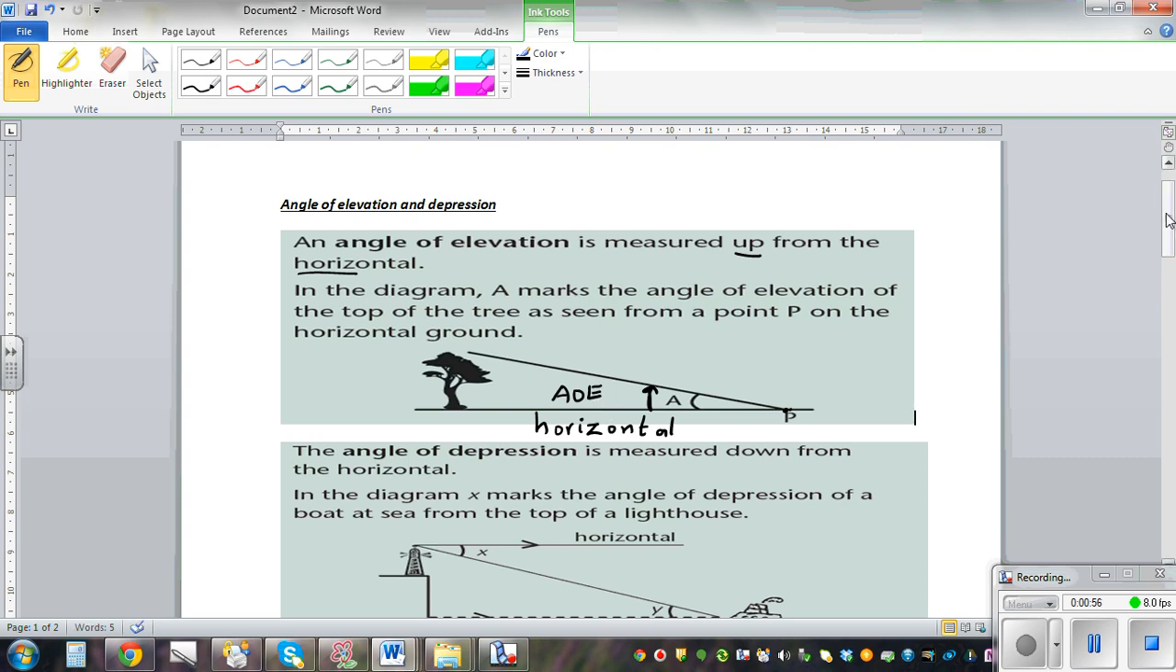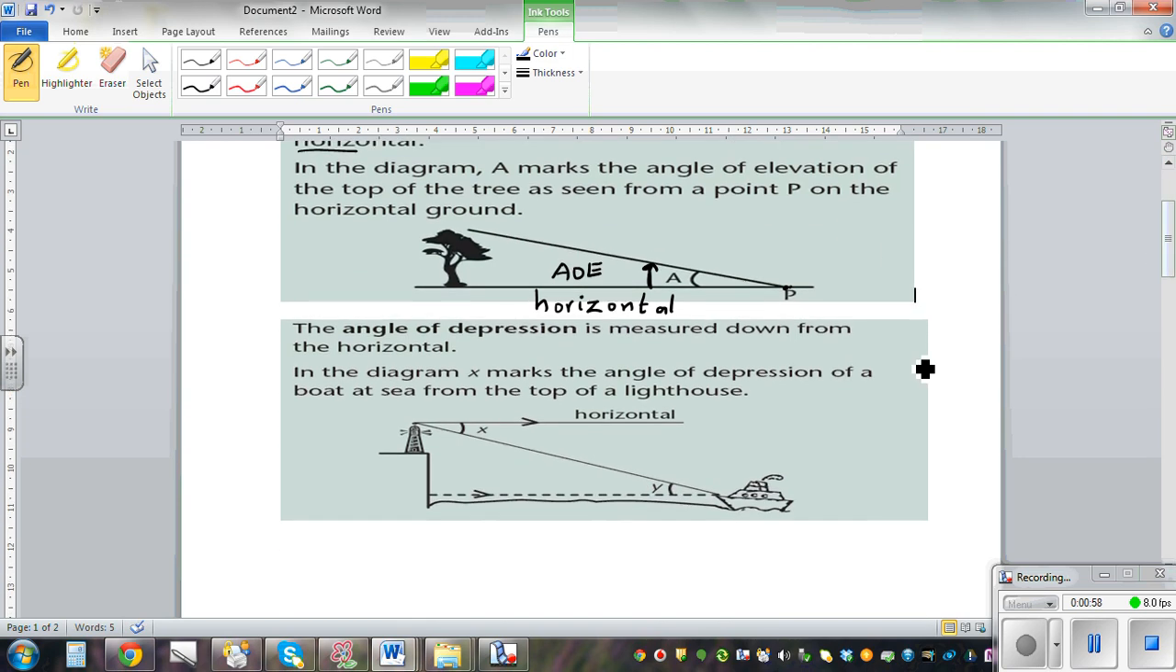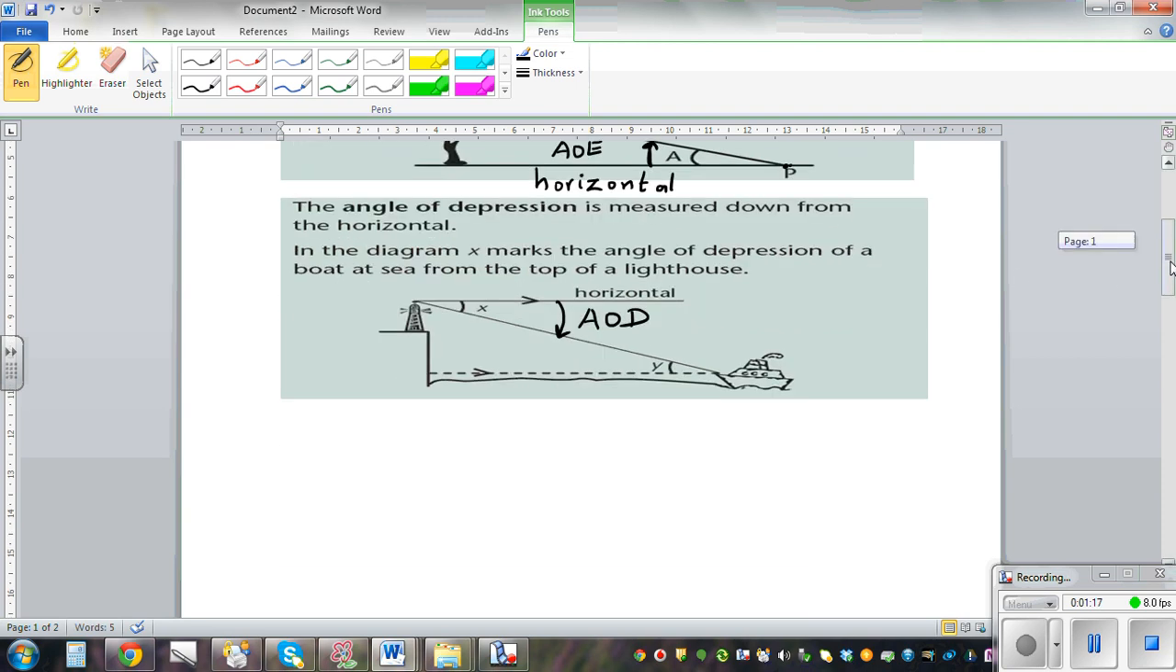And the angle of depression is the opposite of that. From the horizontal, you're looking down, and this angle is called the angle of depression, AOD. So this angle that you measure is called the angle of depression, and when you're looking up, it is the angle of elevation. So let's take an example.